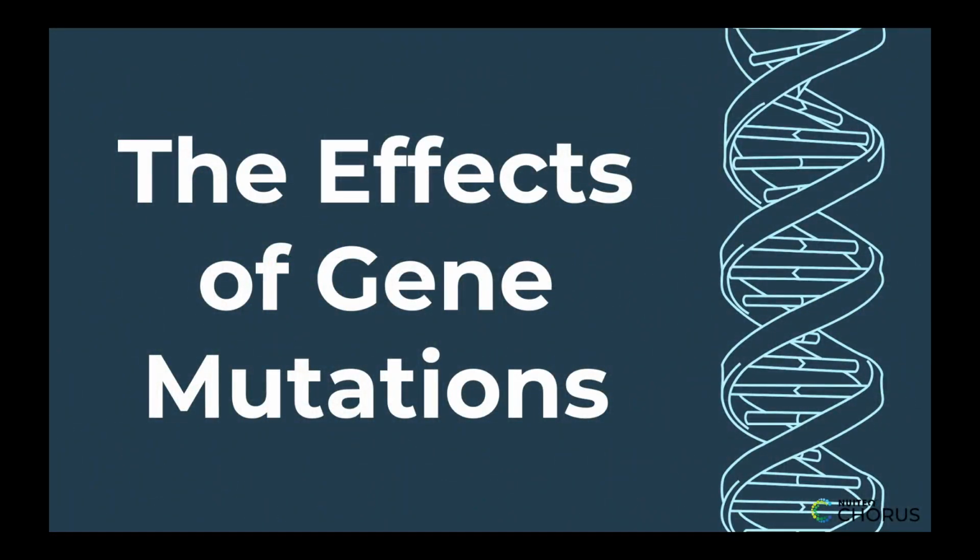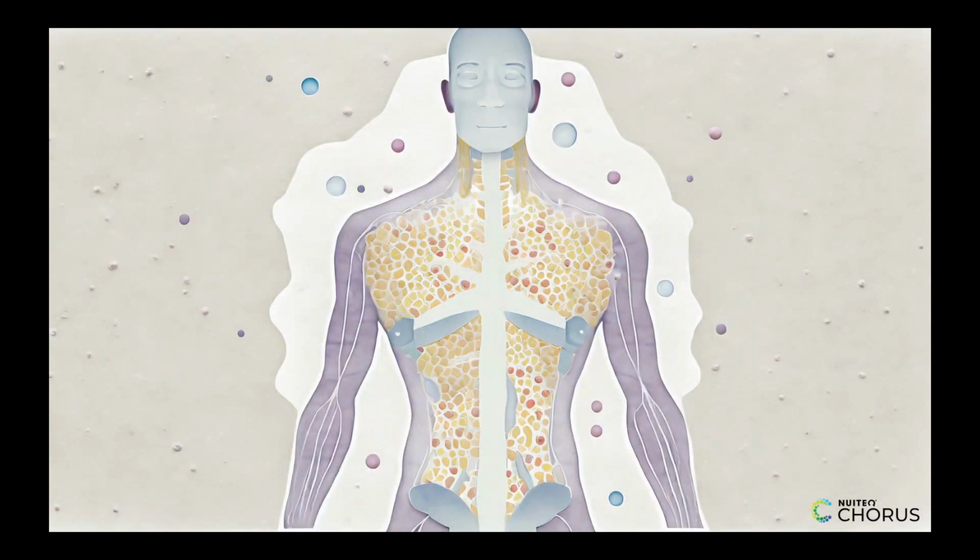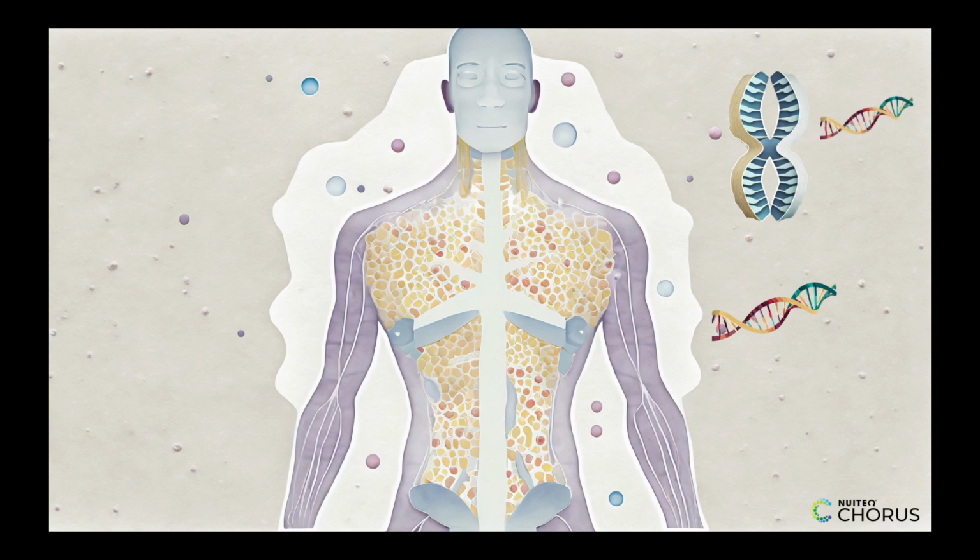Our bodies are made up of trillions of cells, and each cell contains a set of instructions that tell it how to function. These instructions are called genes, and they are located on chromosomes, which are like tiny packages that hold our genetic material.